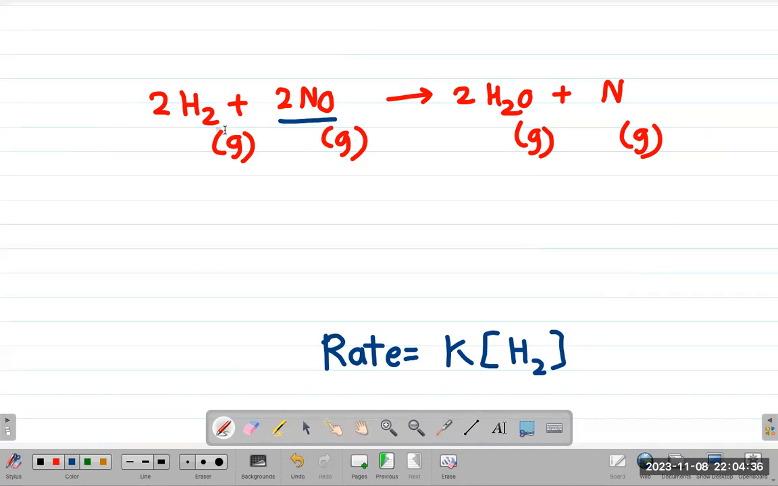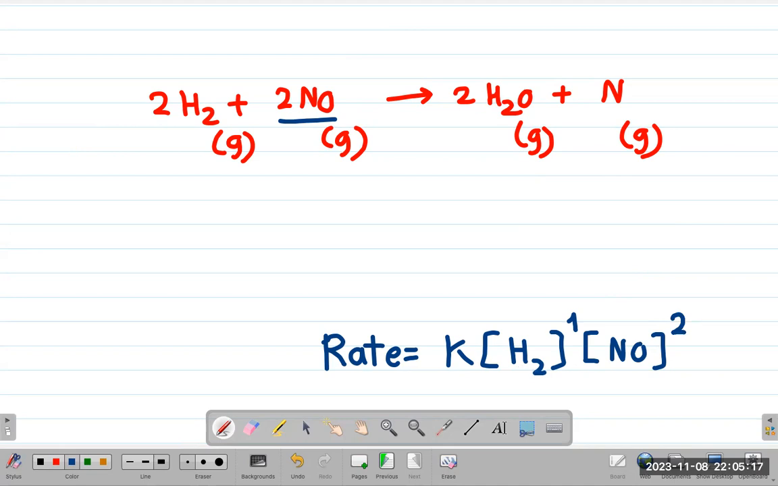When we vary the concentration of H2 and fix NO, we will find that the reaction is to the power of 1, which means that every time I double the concentration of H2, the rate of the reaction will double. If I treble the concentration of H2, the rate of the reaction will treble, and so on. And to find the relationship between the rate of the reaction and the concentration of NO, you have to vary NO this time and keep H2 fixed. When you do that, you will find that the reaction is proportional to the concentration of NO to the power of 2.